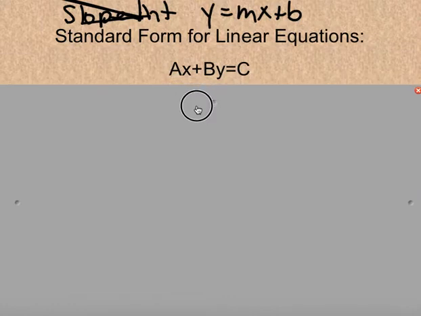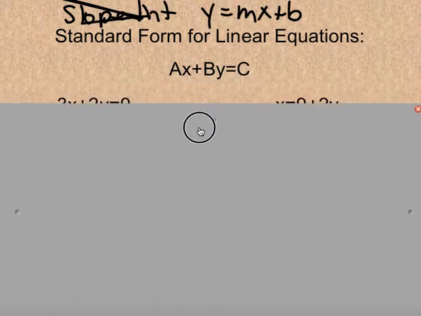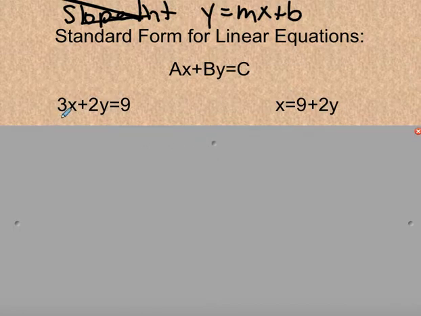Some of them are in this form: ax plus by equals c. So if we look at these two equations, 3x plus 2y equals 9, and x equals 9 plus 2y, we can see that this one over here is actually in standard form because x and y are on the same side. Typically, we get them on this left side and put everything else on the right side. As we can see, this one unfortunately is not in standard form.